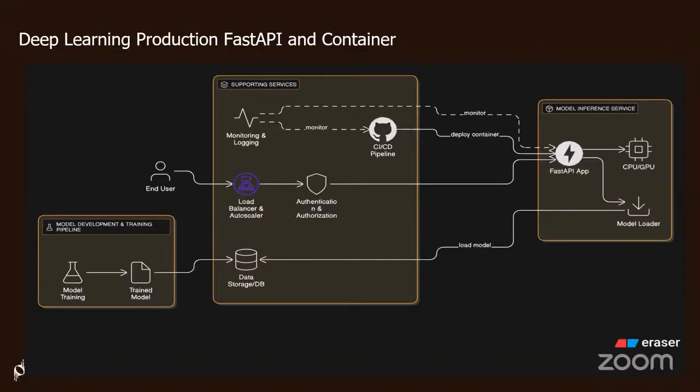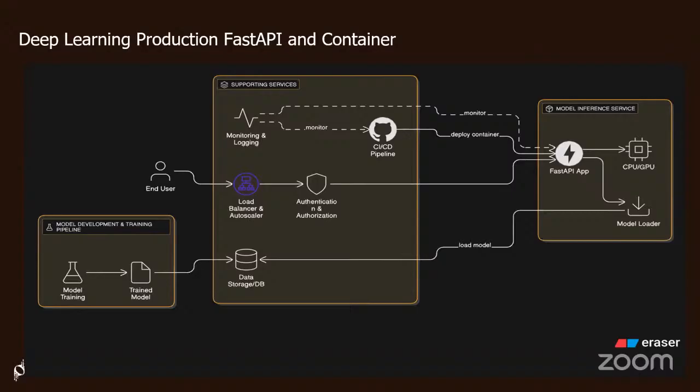Then there will be a model development and training pipeline. Once the model training is done, we will get a model.pkl file. Once we get this model.pkl file, we can store this model in some data storage. Then it comes to model inference services, where the trained model is served by a FastAPI application. FastAPI will provide the REST endpoints and then it will predict using the model.